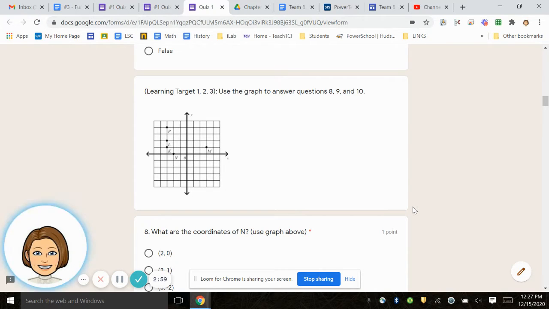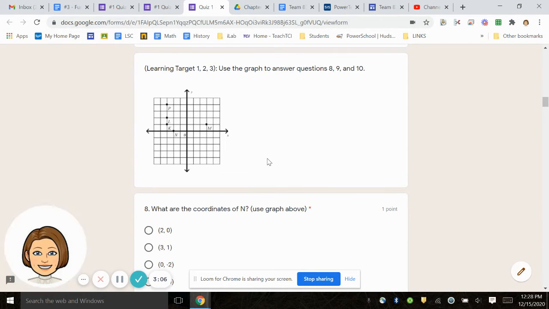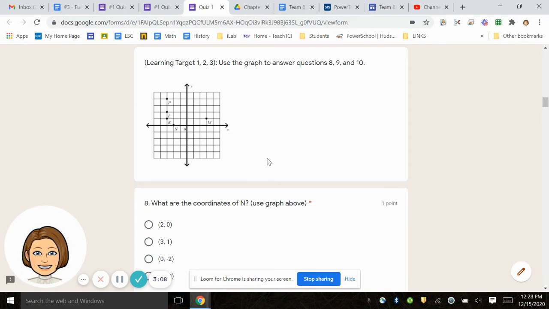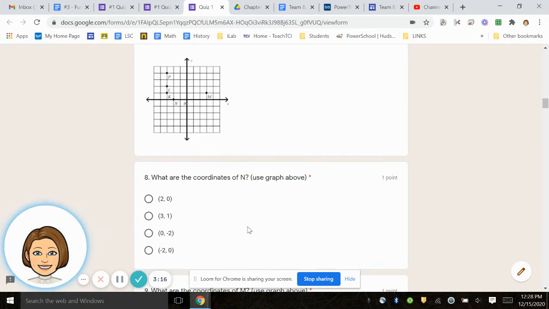For numbers 8, 9, and 10, use this graph right here. For number 8, what are the coordinates of N? N is located right here. Is it (2, 0), (3, 1), (0, -2), or (-2, 0)?